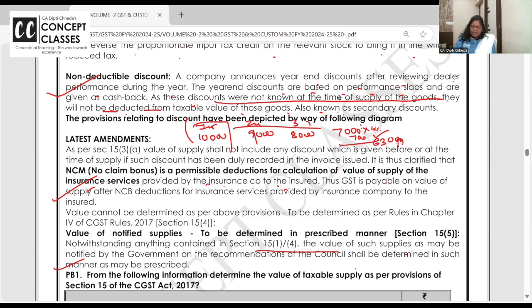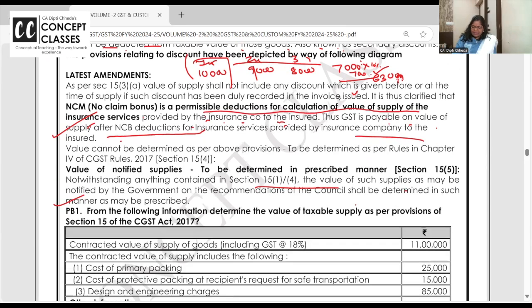Right? Now, what amendment they are saying? No claim bonus is permissible deduction for calculation. You have to deduct no claim bonus provided by insurance company. GST is payable on the value after the no claim bonus. Yeah, that's clear. That's all.